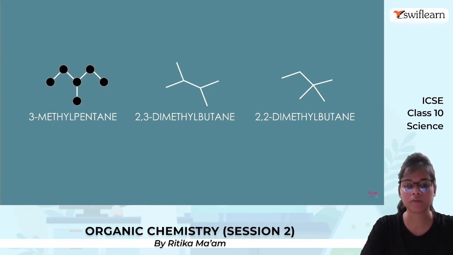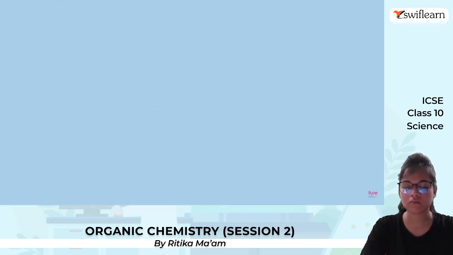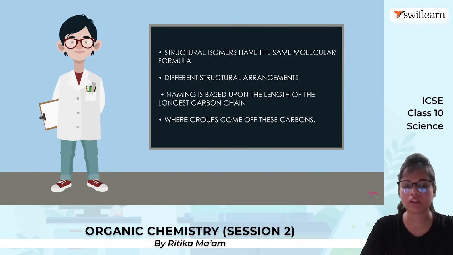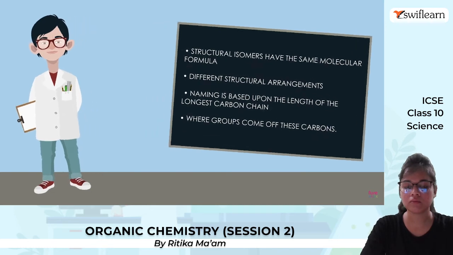And there are 2 more structural isomers based on butane, with only 4 carbon atoms in the longest chain, 2,3-dimethylbutane and 2,2-dimethylbutane. So from this video you should know that structural isomers have the same molecular formula but different structural arrangement, and that naming is based on the length of the longest carbon chain and on where the groups come off this chain.